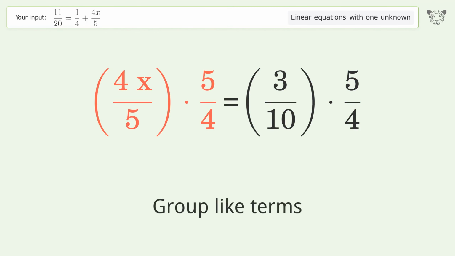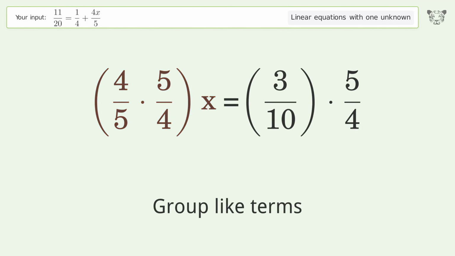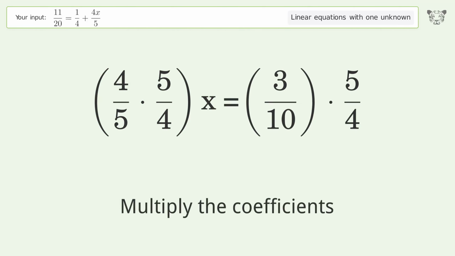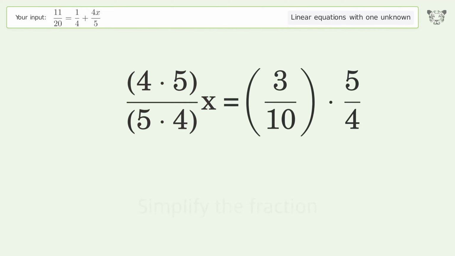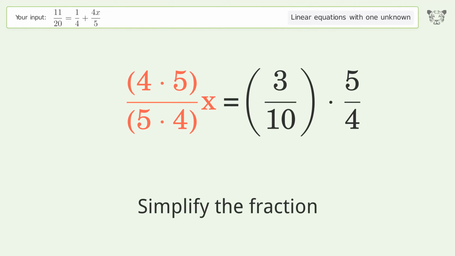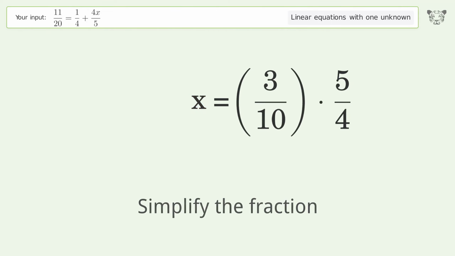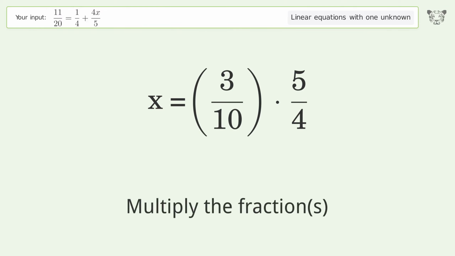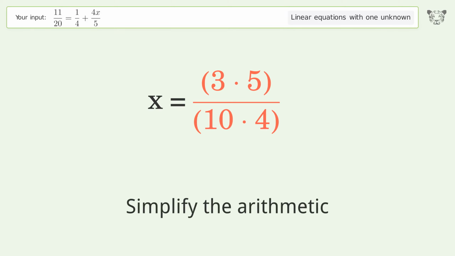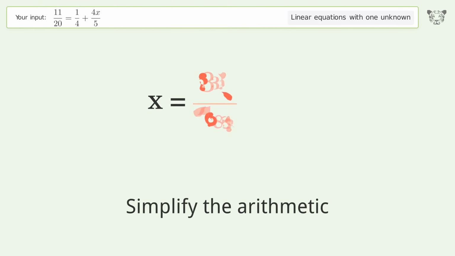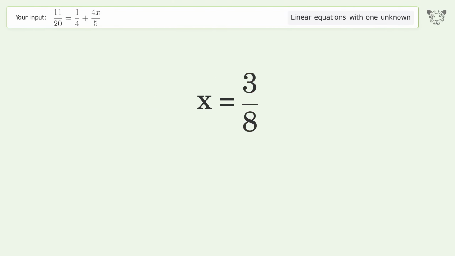Group like terms. Multiply the coefficients. Simplify the fraction. Multiply the fractions. Simplify the arithmetic. And so the final result is x equals 3/8.